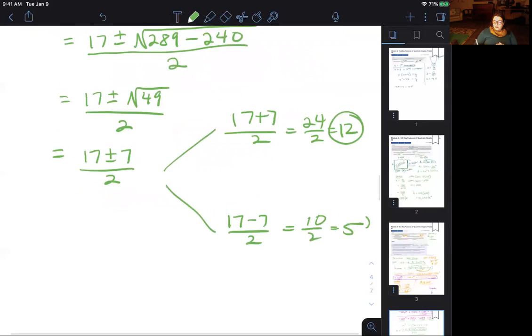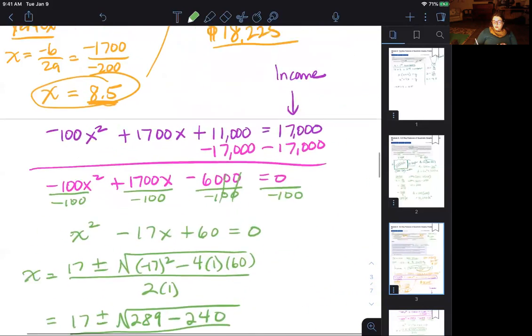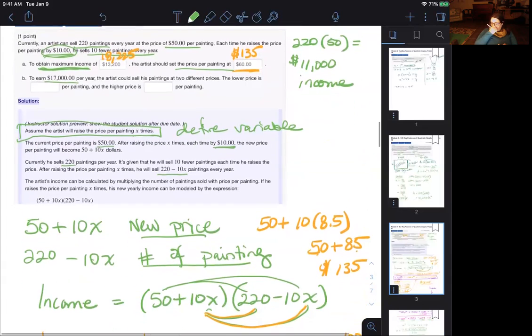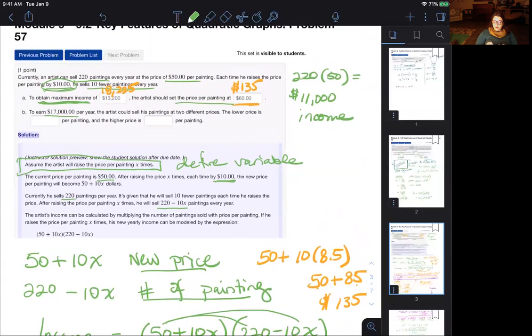Now remember that these are not the price. These are the number of price increases. So if we go back up to the problem, it says to earn $17,000 per year, the artist could sell his paintings at two different prices. The lower price would be, because right here we're using this as the price, 50 plus 10 times 5, and that would be $100, and that would be the low price.